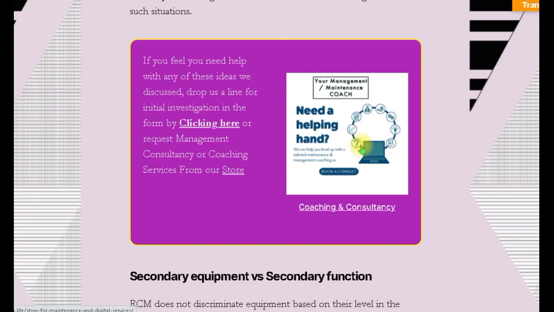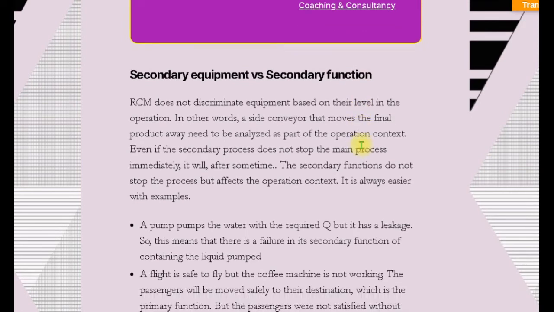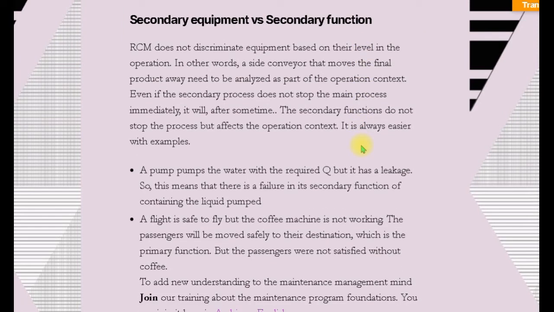So another important concept that we need to understand as operators and as maintainers, and you will find it more clear in the operator's mind, is the concept of secondary equipment and secondary function. Secondary equipment, for example, you can see the transportation pallet at the end of the production line that transfers the finished product as a secondary equipment, because anyhow the final product will come out without the use of this transportation pallet or transportation truck.